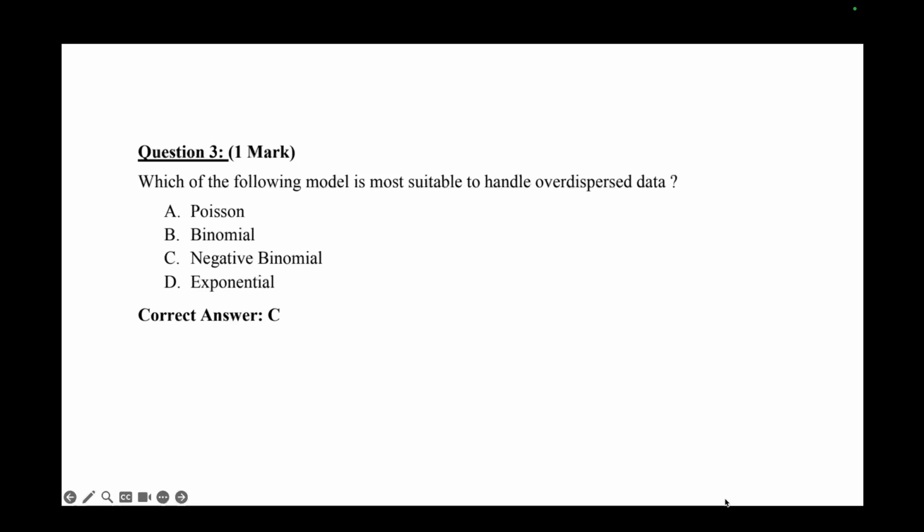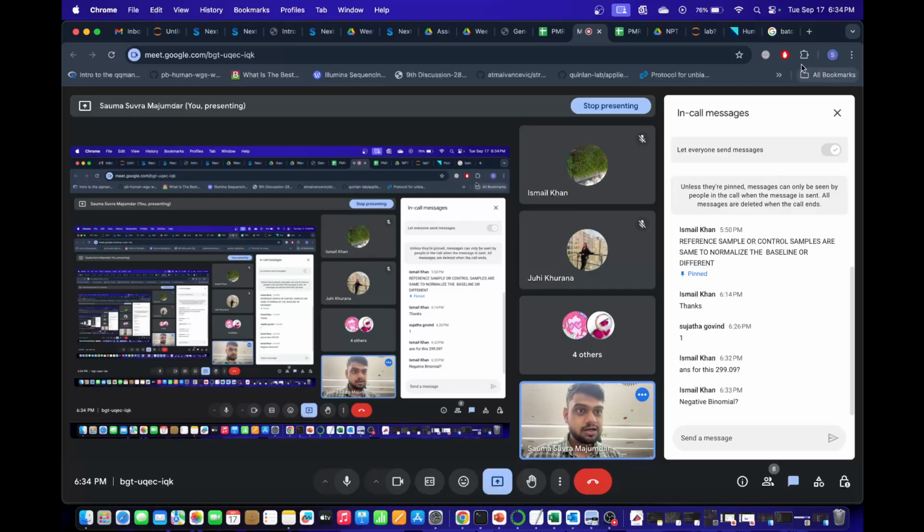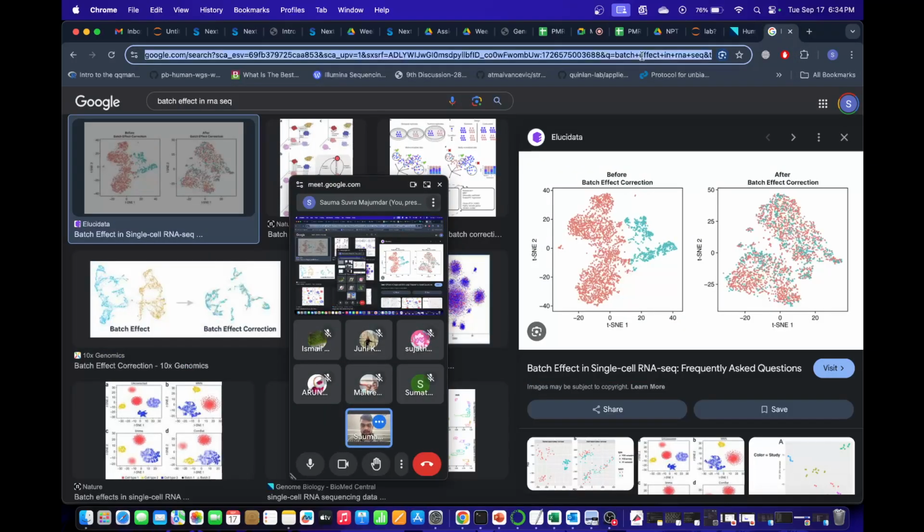Yeah, that's correct. Negative binomial is the way. That is the major type of distribution that you'll see across different types of tools. They assume that it's a negative binomial distribution. So quickly, I'll show you what a negative binomial distribution looks like.